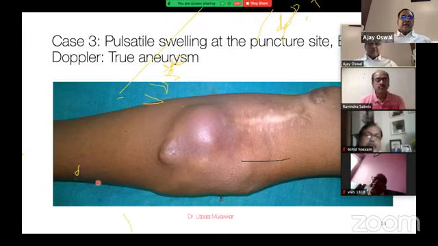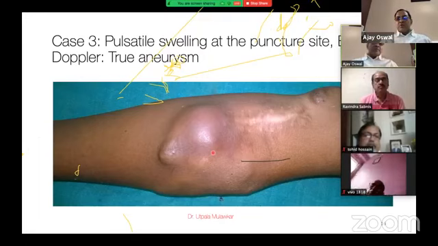Yeah. This is another case, a pulsatile 4 by 3 centimeter swelling at the puncture site. Doppler shows it to be a true aneurysm. Professor Khurshidul Alam, may I request you to answer this case?